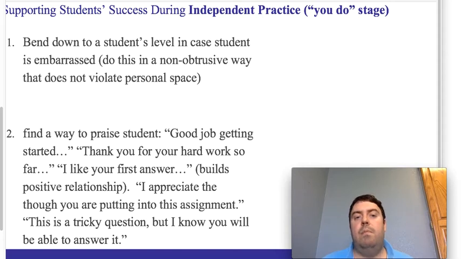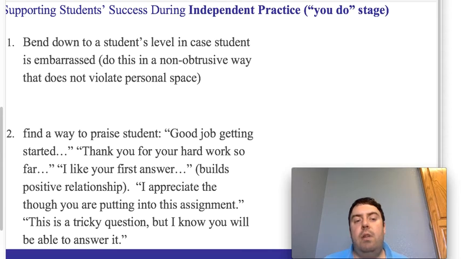Another thing is when you're communicating with students during the independent practice stage, the you do stage, when students are working on their own and you're helping individual students, try to bend down to their level as much as possible. This way, you're not calling attention to that student who needs help, and it's less likely to distract other students who are working. Just make sure you don't violate students' personal space when you're doing this.